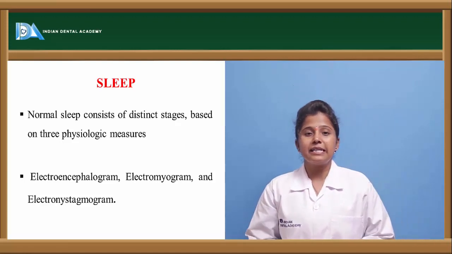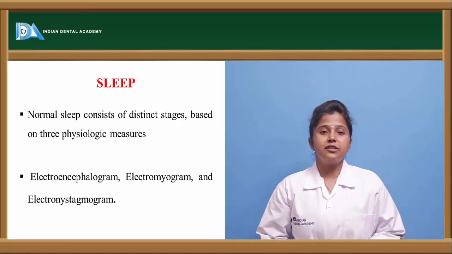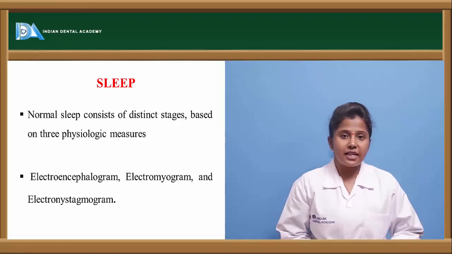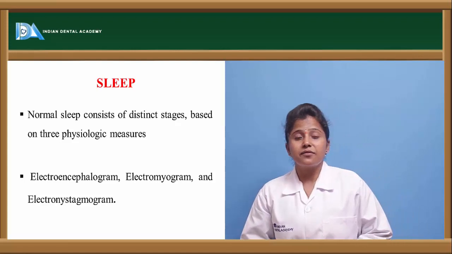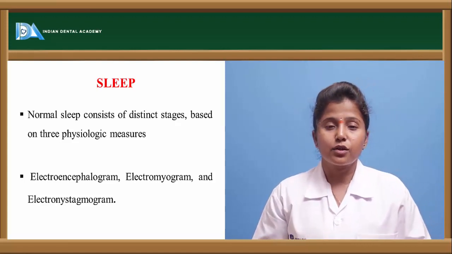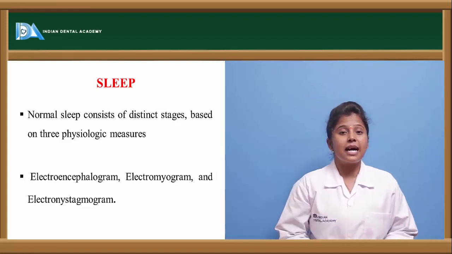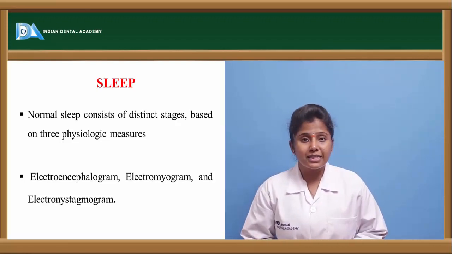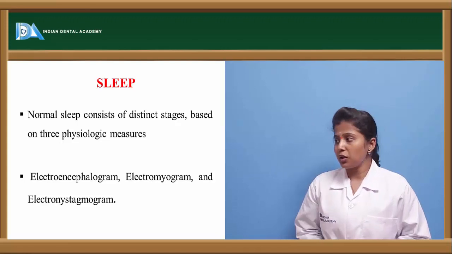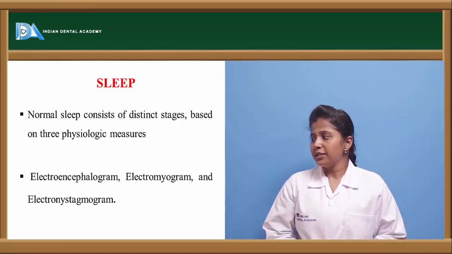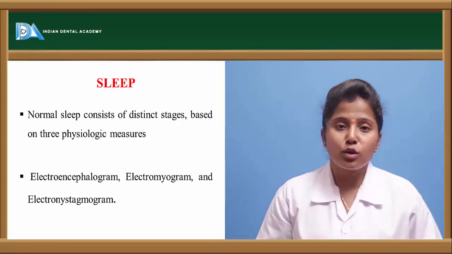Sleep has different stages. Normal sleep consists of different stages, and it is based on three physiological changes. The stages depend upon the physiological state. So what are those? One is the electroencephalogram, an electromyogram, and electronystagmogram. So what are these?